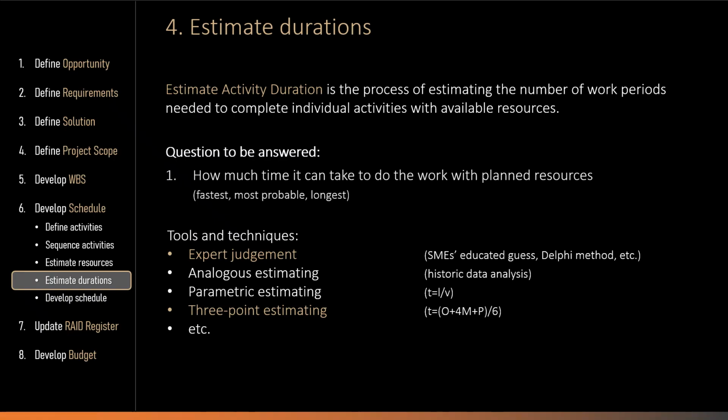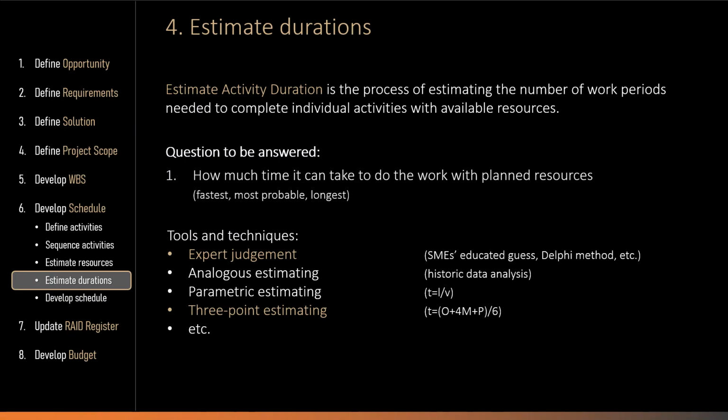After the required resources have been identified, this information can be used to estimate the likely duration of each activity. To estimate activity duration, we need to answer one key question. How much time will it take to complete the work with the planned resources? There are several tools and techniques that can be used to support duration estimation. And as with resource estimation, the most common approach is expert judgment.